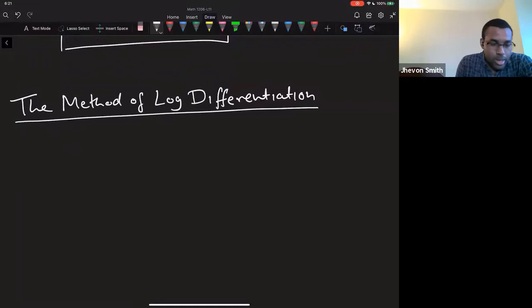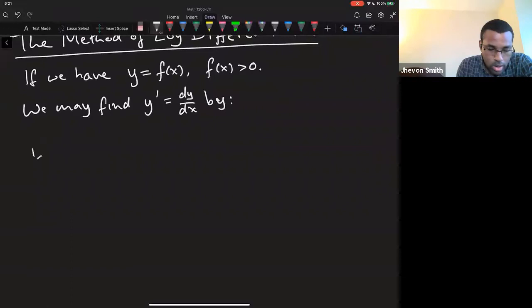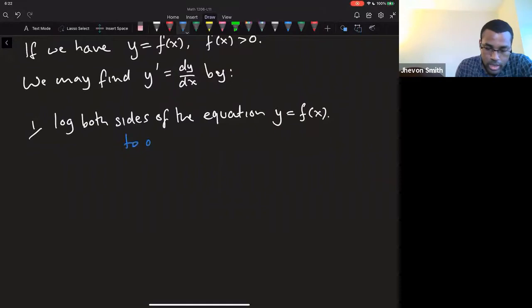If we have, say, y equals f of x, where f of x is greater than 0, we may find y prime equals dy dx by doing the following. One, log both sides of the equation. Right, so that was the first step, log both sides. So here you would get ln of y equals ln of f.